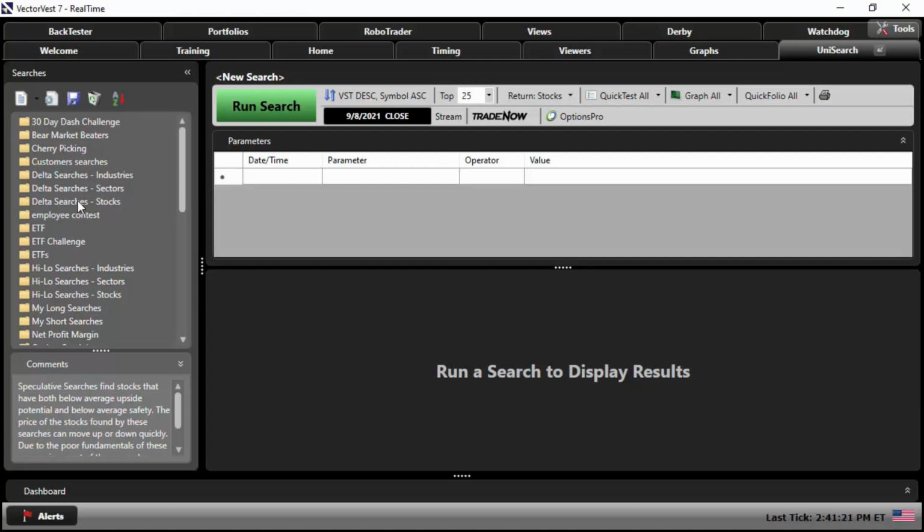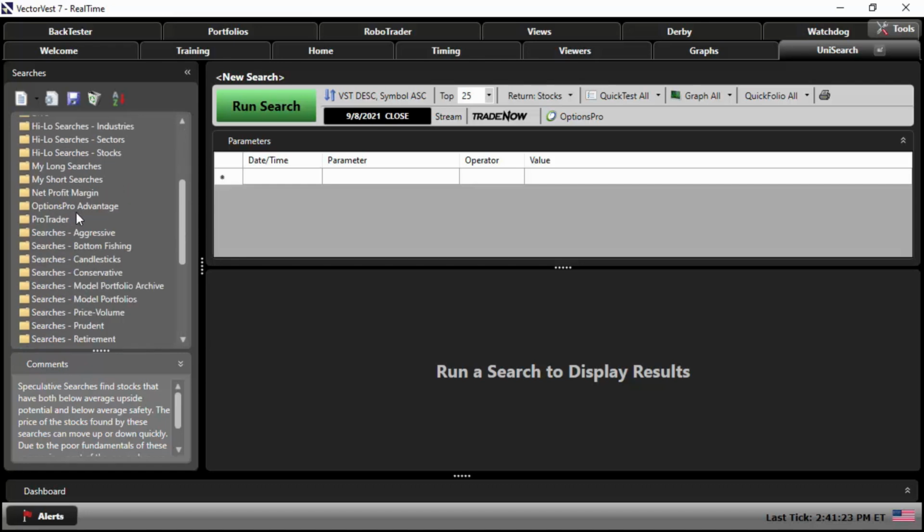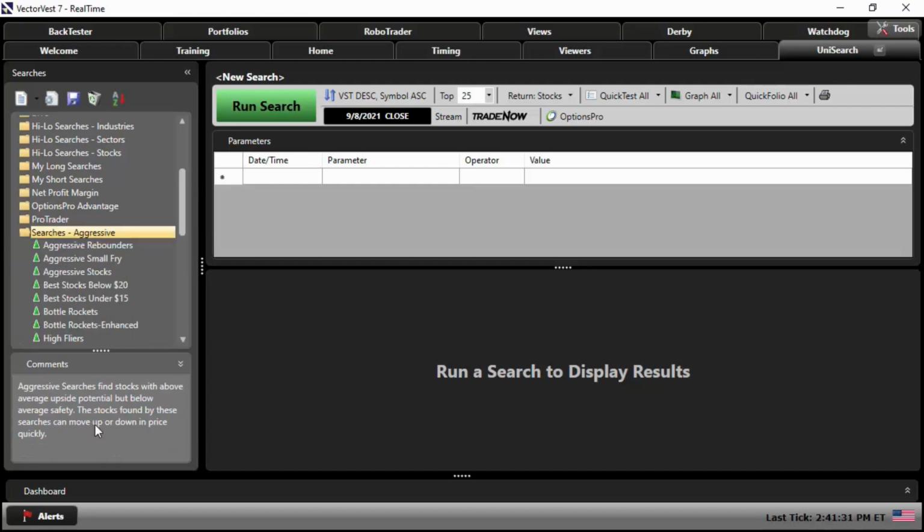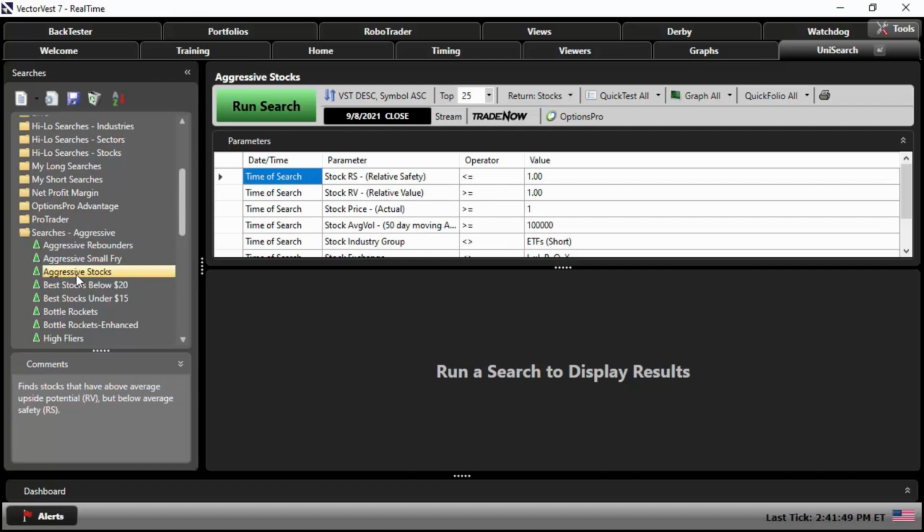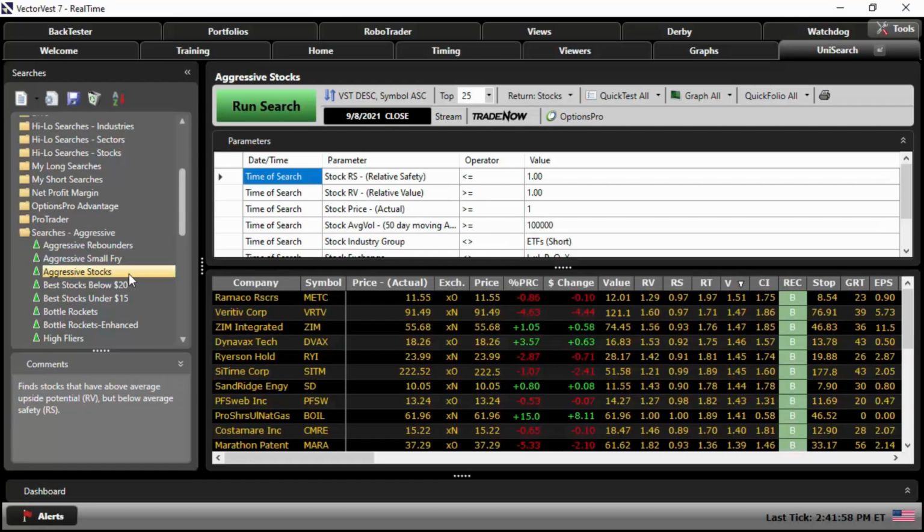If we scroll down by the different folders, the first one we come to is Search as Aggressive. So as we stated, aggressive searches are looking for great upside potential, but below or average safety. So therefore, high reward, but also higher risk. And as you can see, we have a search here titled Aggressive Stocks. If we go ahead and run it by double clicking on it, it'll instantly bring back the best stocks that meet the criteria we're looking for as an aggressive investor.